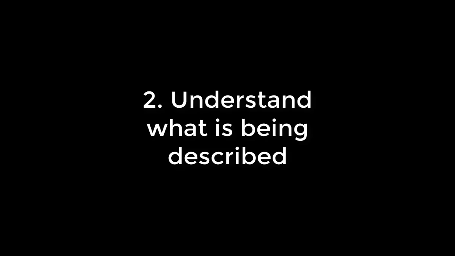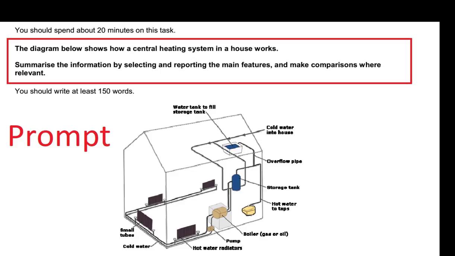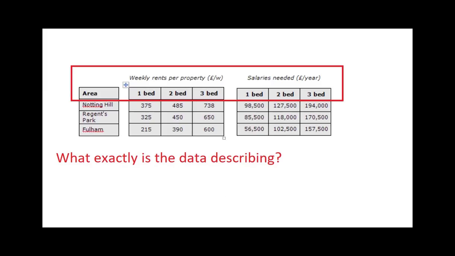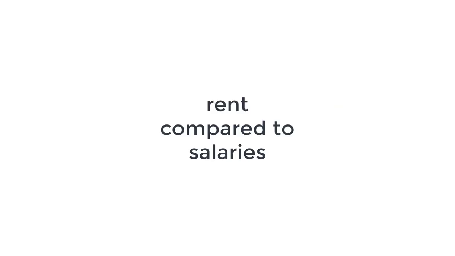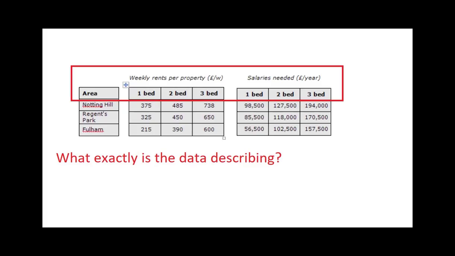The second step is to understand exactly what's being described. In order to respond to the prompt, it's necessary to understand the data that's being depicted visually. In the previous illustrations, we saw a diagram where a heating system is described. Here we have a table, but exactly what is being described? It's a comparison of the weekly rent for various size properties with the yearly salaries necessary for these properties. So the data being described is rent versus salaries.